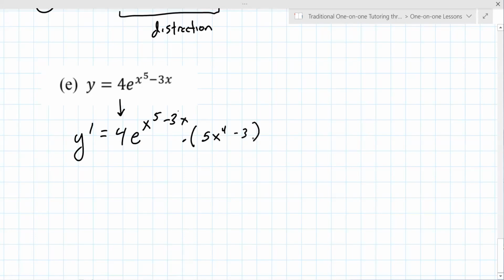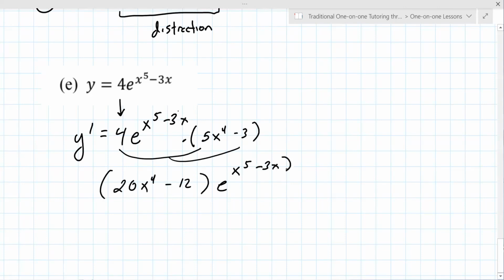Good. And this is where you get into, do I simplify or not? Probably, because you'd multiply the 4 times each of these, and it would be 20x to the 4th minus 12, parentheses, e to the 5th minus 3x. The reason it's in parentheses in front is because they're both multiplying the e to the x.